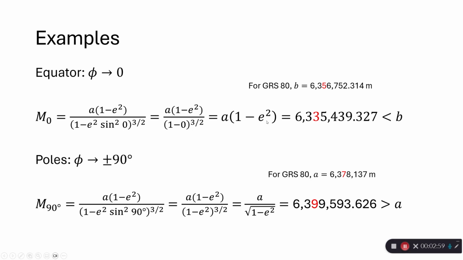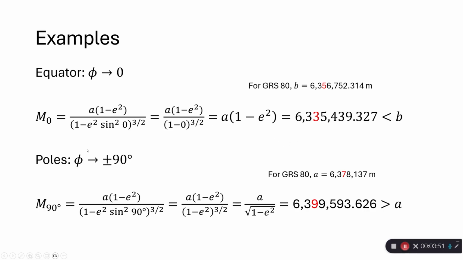Well, the eccentricity is a small positive number, so 1 minus that is a number that's just a little bit less than 1. So clearly M sub 0 is going to be less than A, because A is being multiplied by a number that is a little bit less than 1. So not only is the radius of curvature in the meridian less than A at the equator, it's actually even less than B. It's less than the length of the semi-minor axis, and I have shown you the value for the semi-minor axis here, and I've colored in red the first digit where these two numbers are different, and we see that it's different. It's 56 kilometers versus 35 kilometers, so it's different by tens of kilometers, almost 20 kilometers shorter than B. That's just the way it works out.